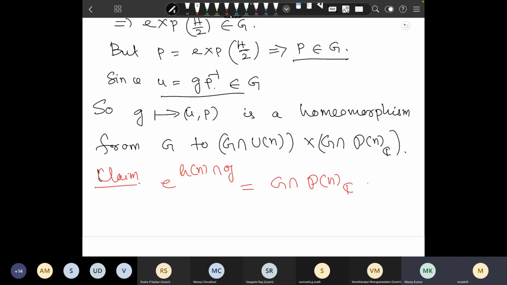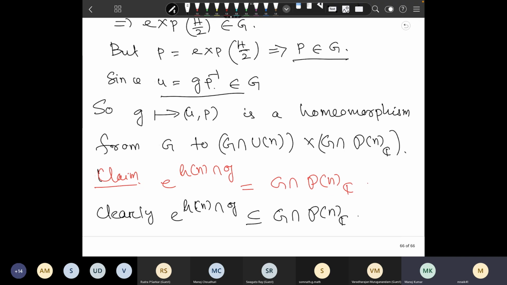One side is very clear. Clearly, the exponential of Hn intersection 𝔤 is contained inside G intersection PNC, because the exponential takes a Lie algebra element to the group, and we have shown that the exponential maps Hn to PNC. So this is clear, and we need to prove the converse.